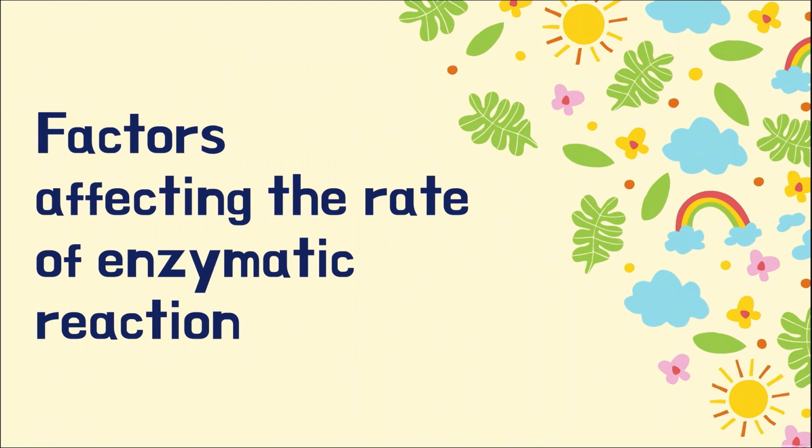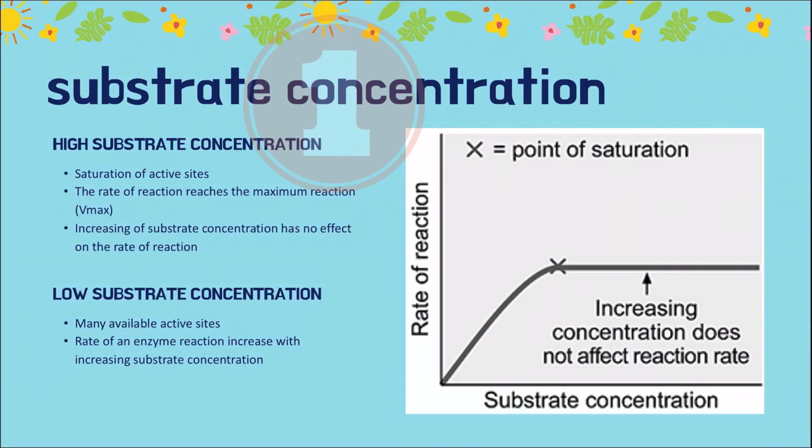Now, let's move to factors affecting the rate of enzymatic reaction. Number 1, substrate concentration. At low substrate concentration, there are many available active sites. Hence, the rate of enzyme reaction increases with increase in substrate concentration. But then, at high substrate concentration, saturation of active sites occurs. The rate of reaction reaches the maximum. Hence, increasing substrate concentration has no effect on the rate of reaction.